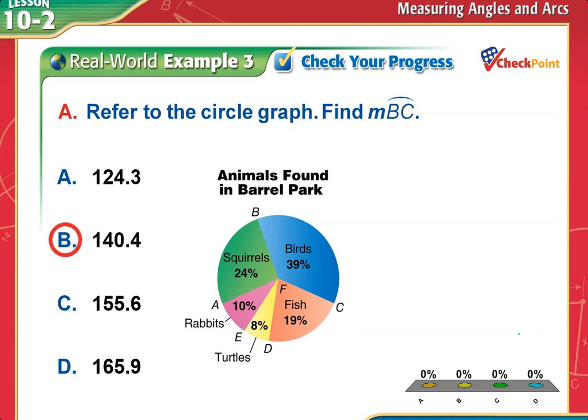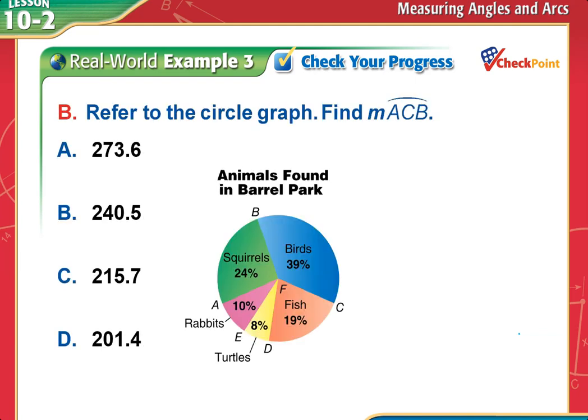Okay, we said 140.4. That's right, because that is 39% of 360. Now you're going to refer to the circle graph, and you're going to find the measurement of arc ACB. Go ahead and pause your video. ACB. So not A to B, not the 24% of the squirrels, but everything but that, ACB. Okay. Go ahead and pause your video. If you said 273.6, that's correct. That's basically 76% times 360.